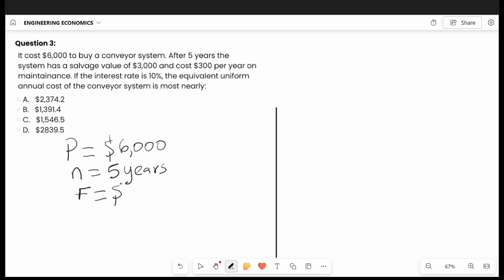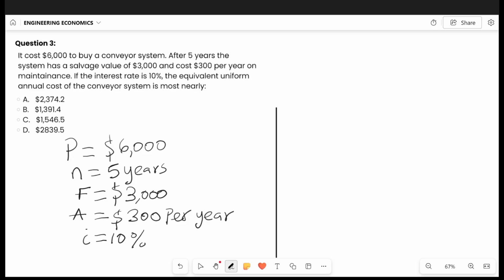We were also given the yearly maintenance value, and that is A equal to $300 per year. And we were also given i, the interest rate per year, and that is equal to 10%. Now, what are we looking for? We are looking for the net equivalent uniform annual cost. That's what the question is asking.